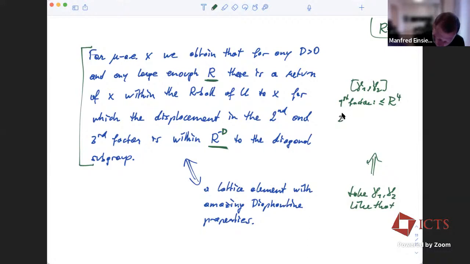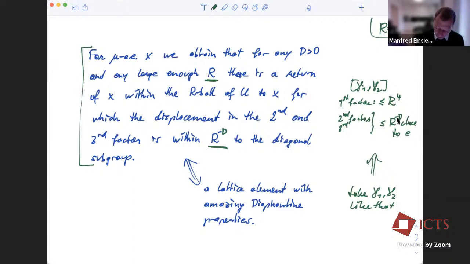But in the second factor, something crazy happens, and the same thing happens in the third factor. Because here you are within R to the minus D to the diagonal, and the diagonal is commutative. So you get that this is, in norm, R to the minus D close to the identity in the second and third factor.